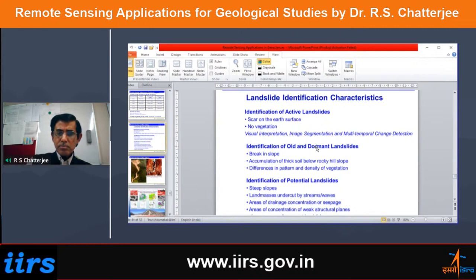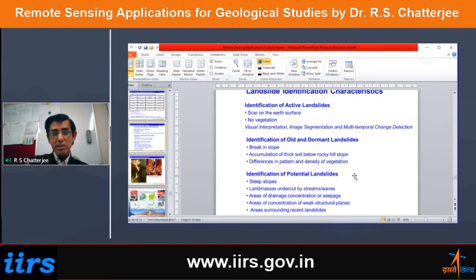Now, for old or dormant landslides, you have to use indirect signatures like break in slope, accumulation of thick soil, and differences in the pattern and density of vegetation. Those kinds of things you can interpret from a satellite image, and from this information you can interpret that an old or dormant landslide is present, isn't it?